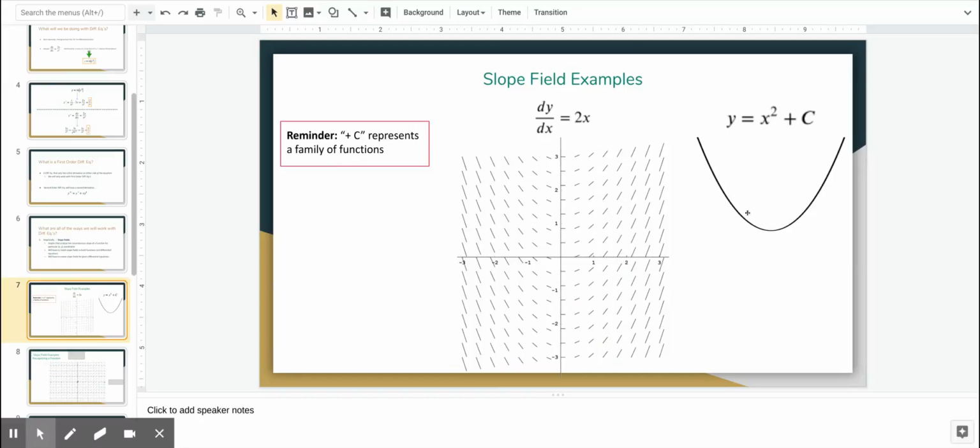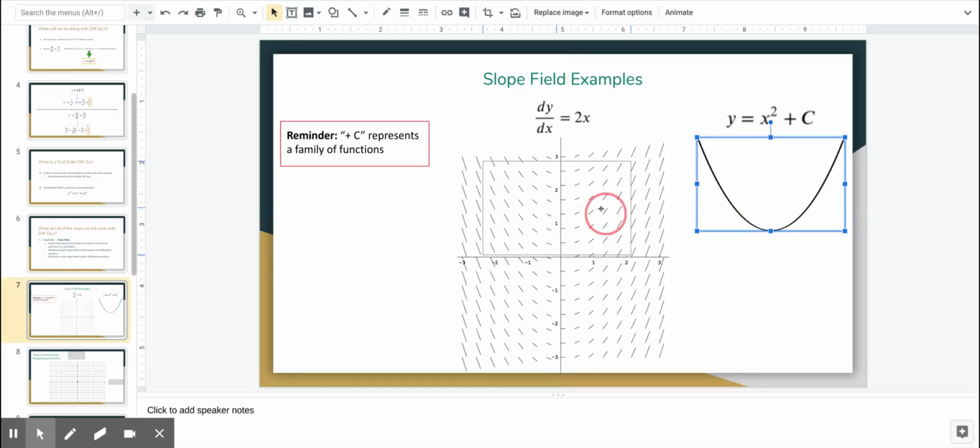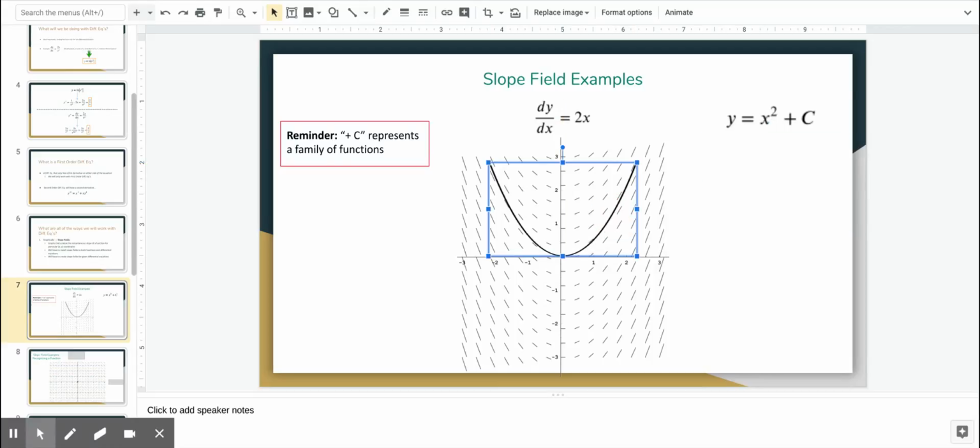Okay, whoops, sorry. So here's a good animation, I think, right? If I were to take this parabola and actually superimpose it onto the slope field itself, do you see how the slope lines, these little line segments, actually match the parabola itself? They actually start to form the parabola.